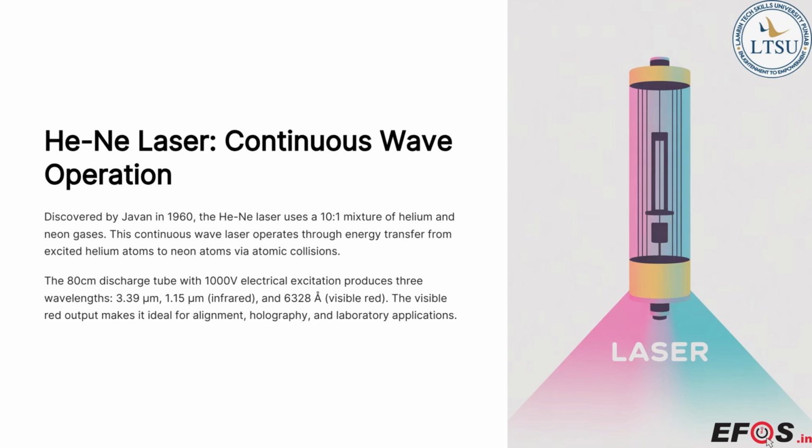In contrast to the pulsed ruby laser, the He-Ne laser is a continuous wave device, also discovered in 1960 by Javan. It uses a 10:1 mixture of helium and neon gases. The operation is unique. A high voltage electrical discharge excites the helium atoms, and this energy is then transferred to the neon atoms via atomic collisions. The laser tube generates three primary wavelengths, but the most important is the 6328 Å visible red output.